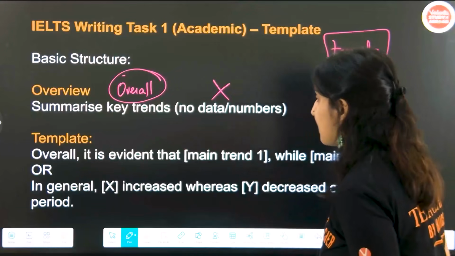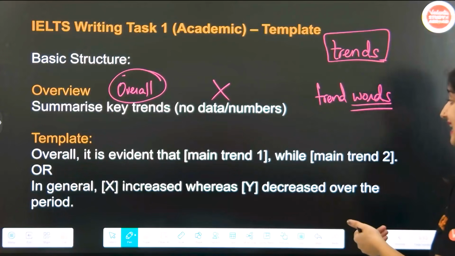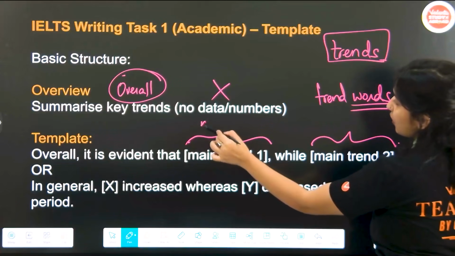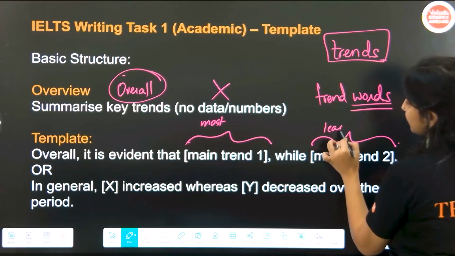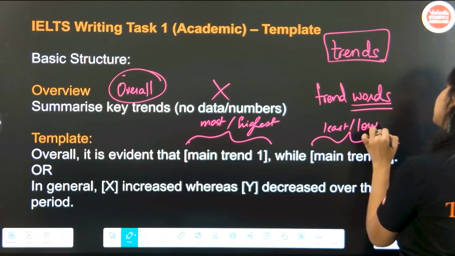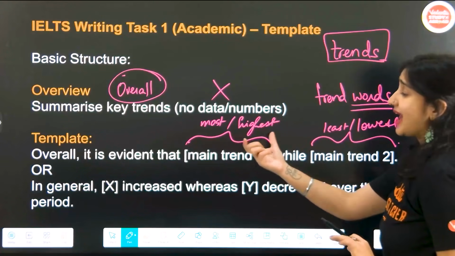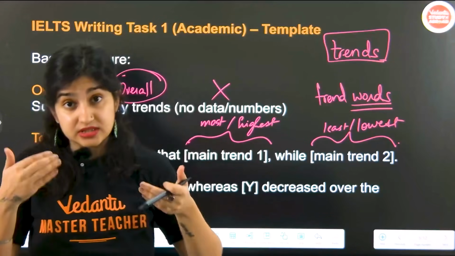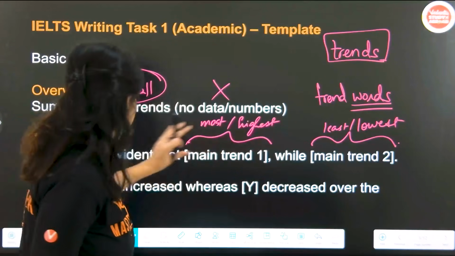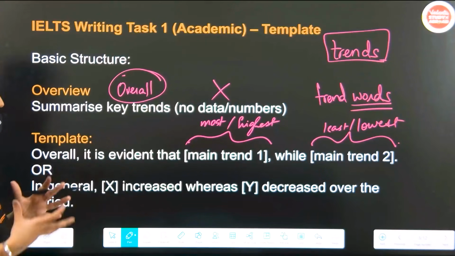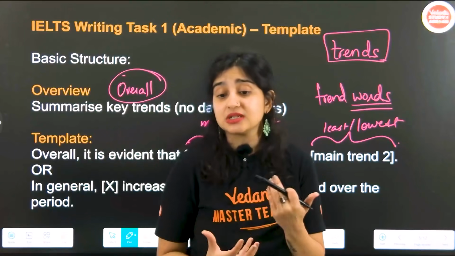So the template for this part is, overall, it is evident that your first trend, while, so this could be most, least, highest, lowest, anything. If you have two data points where something was the most and something was the least throughout, then you can mention that using this line. Or you can say in general, X increased whereas Y decreased over the period. Any overview that you have, you can use this template to put it into words.